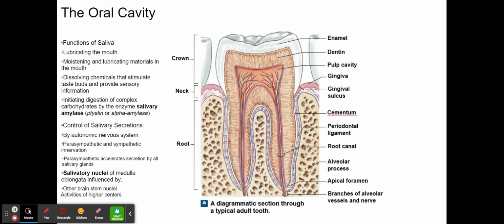Parasympathetic stimulation speeds up secretion by all of the salivary glands. As a result, you produce large amounts of saliva. The role of sympathetic innervation is unclear. Evidence suggests that it provokes the secretion of small amounts of very thick saliva. The salivatory nuclei are also influenced by other brainstem nuclei, as well as by the activities of higher centers.